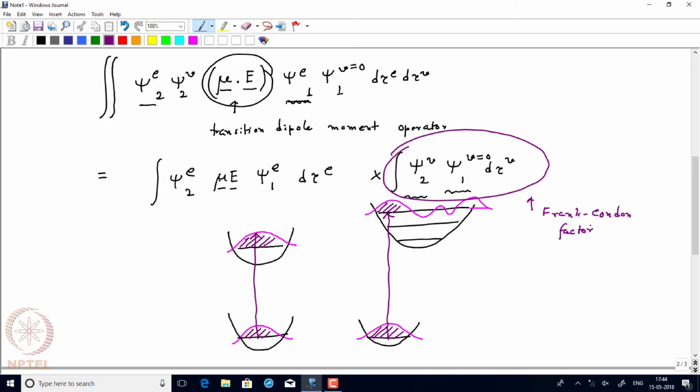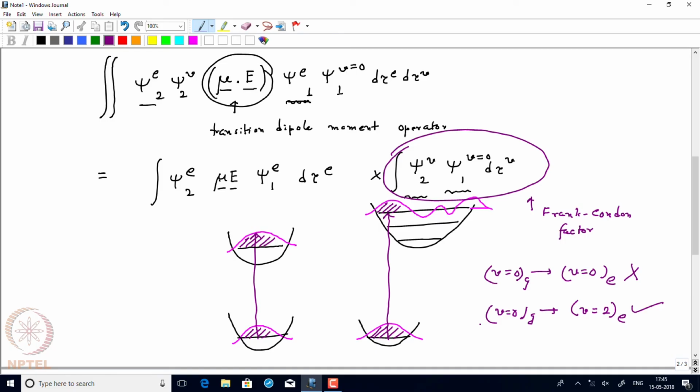So in order to have a maximum vibrational overlap, the transition will be maximum not for v equal to 0 in the ground state to v equal to 0 in the excited state, but it will be maximum for say v equal to 0 in the ground state to some v equal to, I do not know, the way I have drawn it, v equal to 2 in the excited state. So which means I will have a larger Franck-Condon factor for this state than this state. So this transition will be stronger.